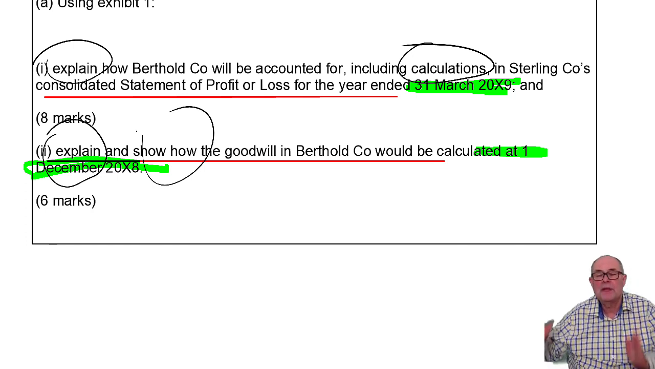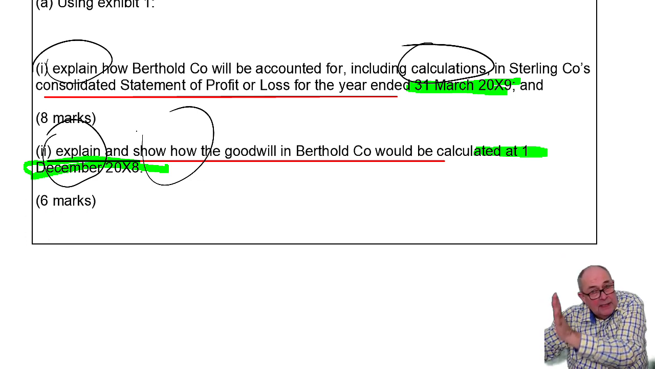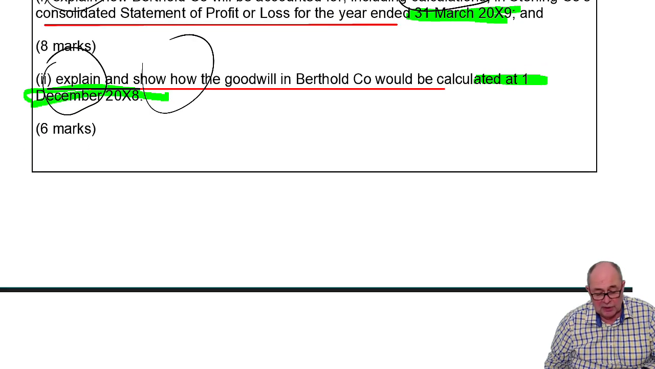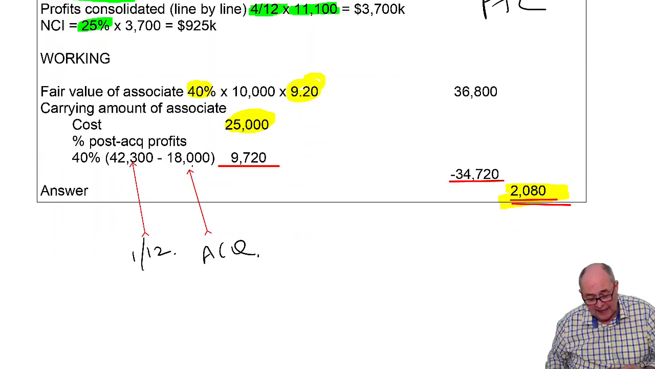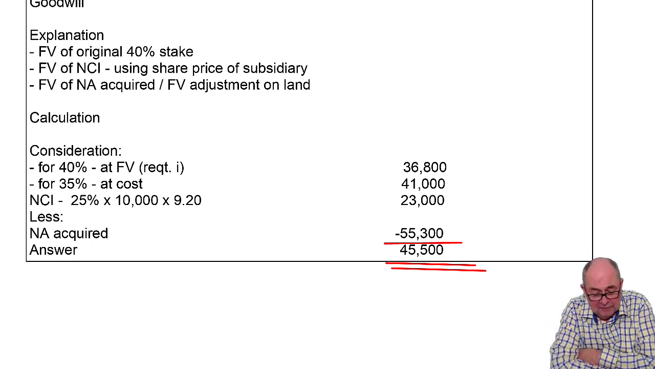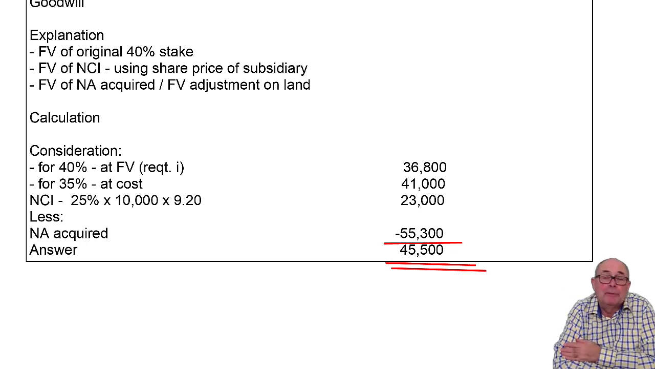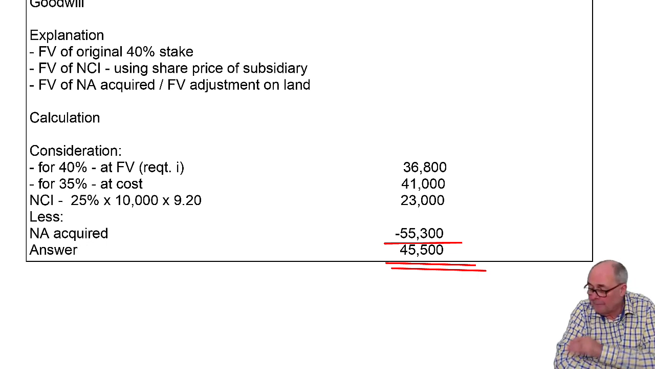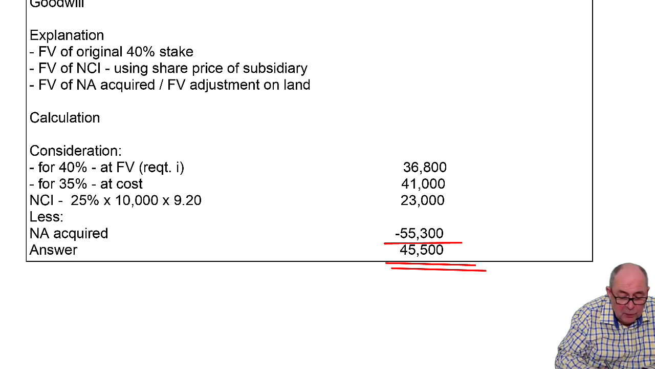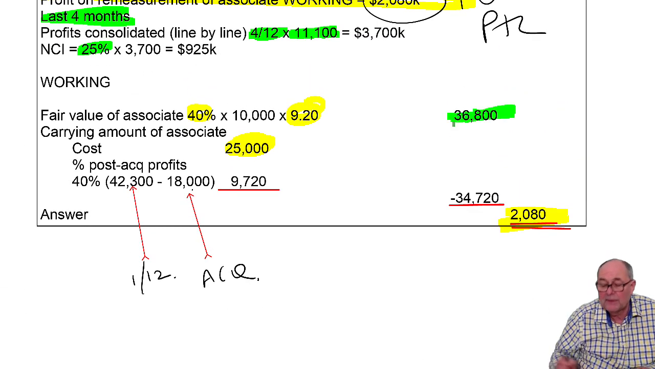In particular though, the fact that the original 40% stake is being measured at fair value as opposed to the historic cost. So here's my goodwill calculation. Explanation, everything at fair value. The fact that we've used, again, the share price of the sub for NCI. From requirement 1, the original 40% now measured at a fair value of 36.8. Can we see that upstairs? Yep. 36.8.